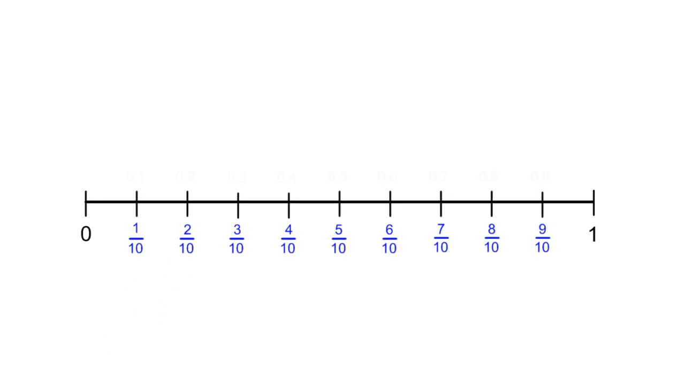The tenths are easy to convert to decimal form since whenever you divide a number by 10, you simply move the decimal point over one place to the left. So 1/10 converts to 0.1. 2/10 converts to 0.2, and so on.